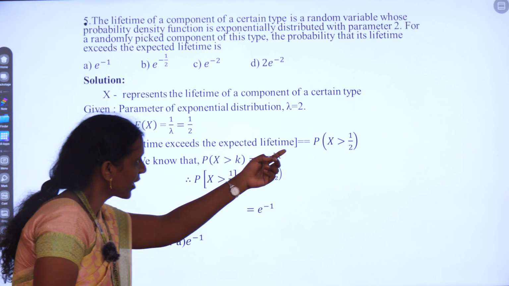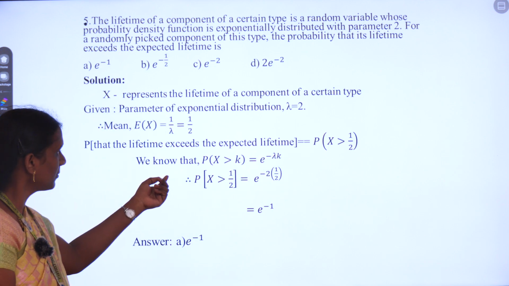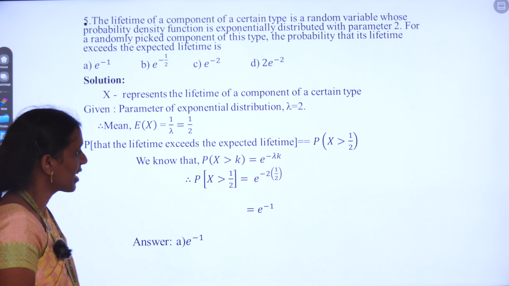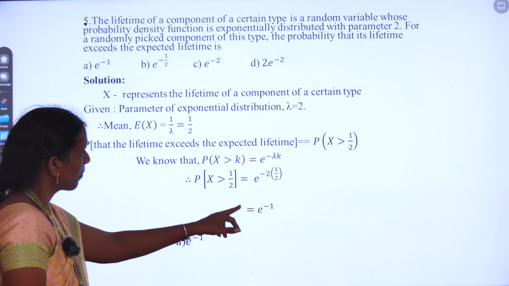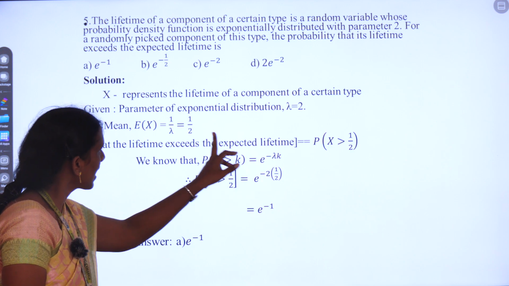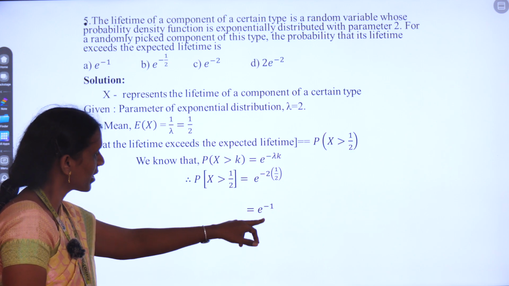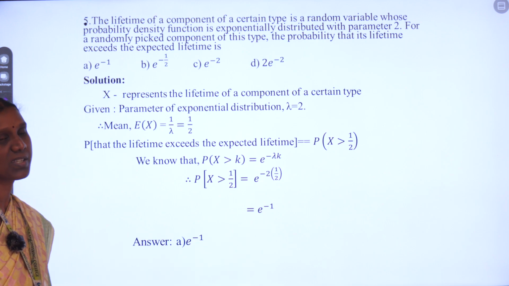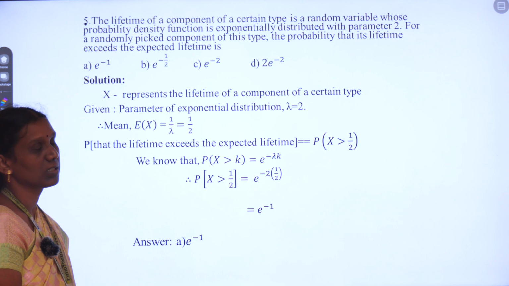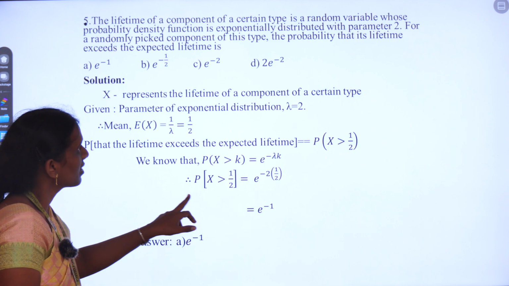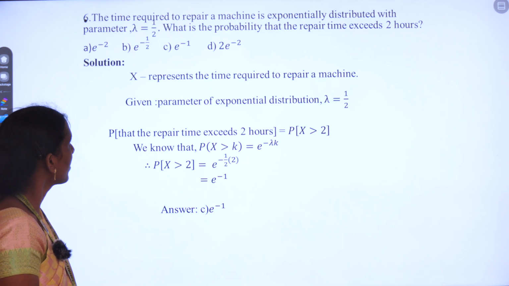So this is the expected lifetime, x greater than 1 by 2. Now in order to find this probability, we are going to use this formula: P of x greater than k is equal to e power minus lambda k. Therefore P of x greater than 1 by 2 is equal to e power, what is lambda? Lambda is 2 into 1 by 2. So the answer is e power minus 1, option A. So in this problem, the parameter is given.